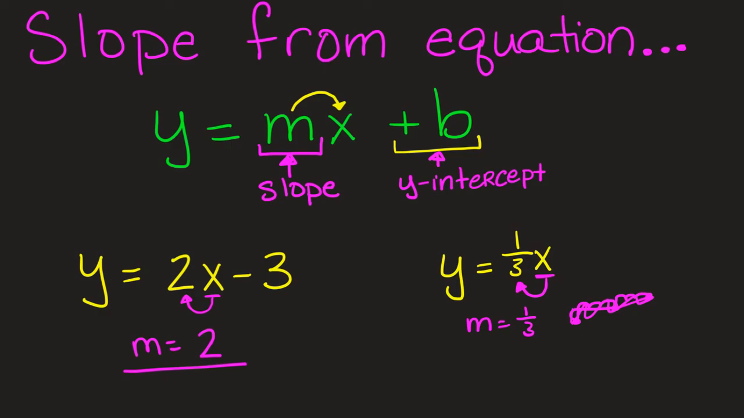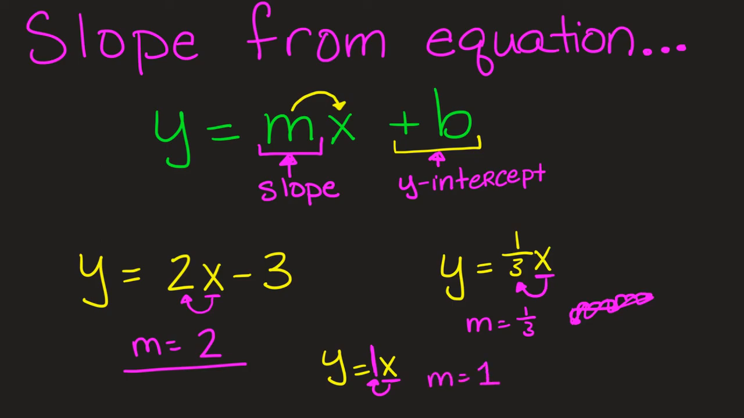All right, you may see something like this. Let's say if you just said y equals x. It's just because you don't have a number in front of x. Remember, there is a number. It's going to be a 1. That's what your slope is, so m equals 1.